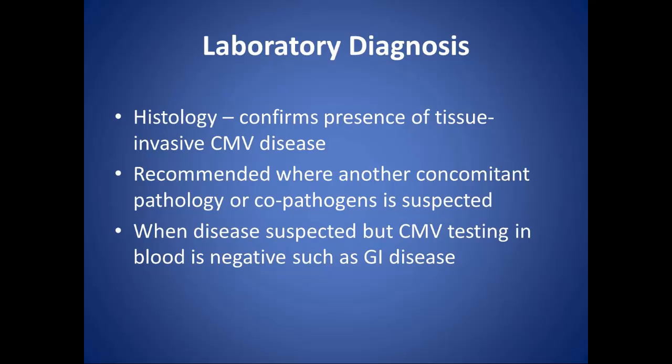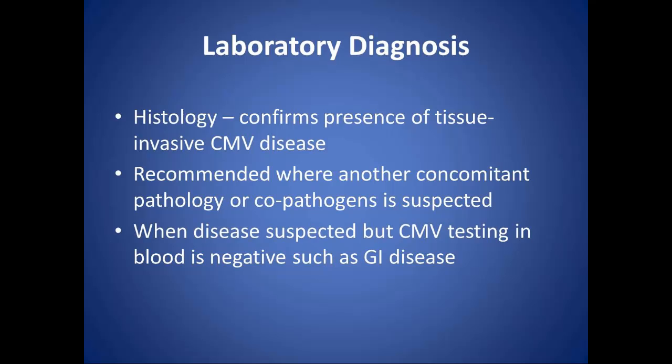And that would be true, I think I've seen it the most in GI disease, where people have CMV colitis, or CMV esophagitis, where actually the blood PCR may be totally negative, but when you biopsy the patient, they have evidence of CMV on their histology. I think that's really the main place that I've seen that.